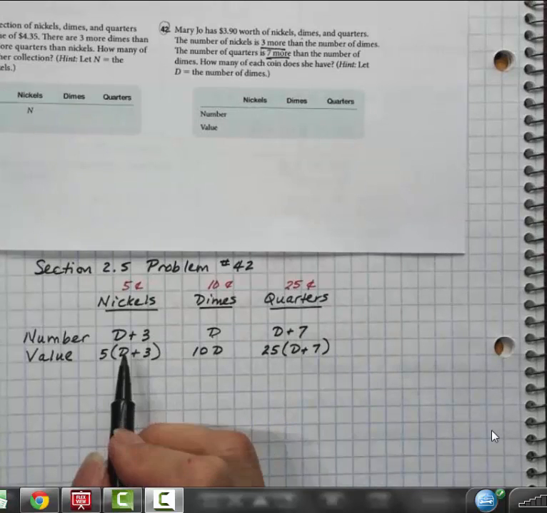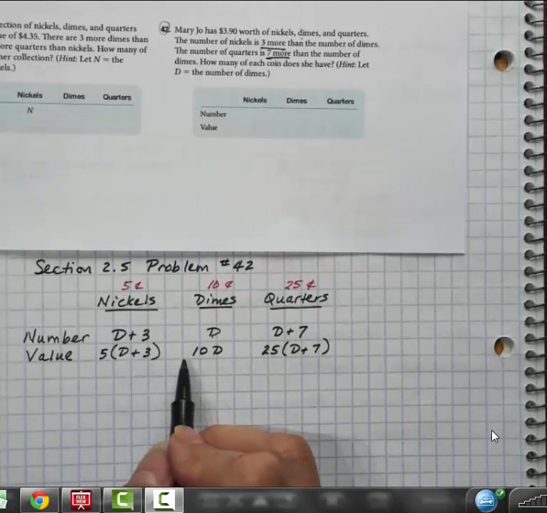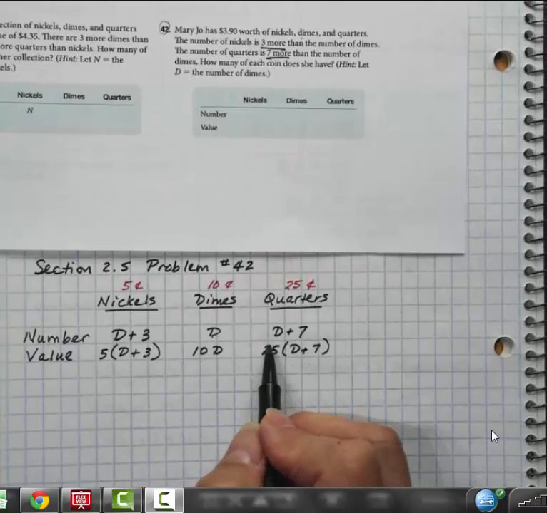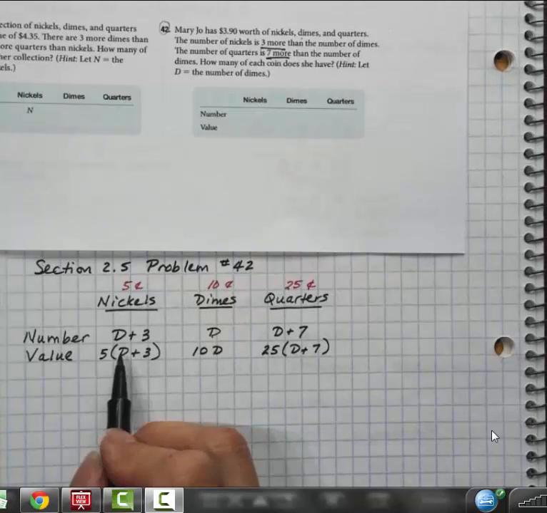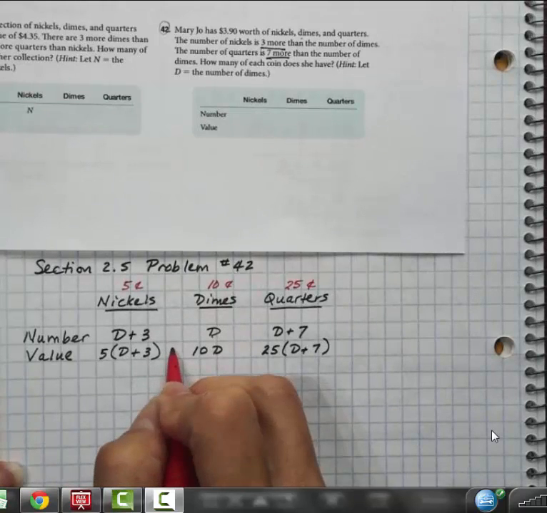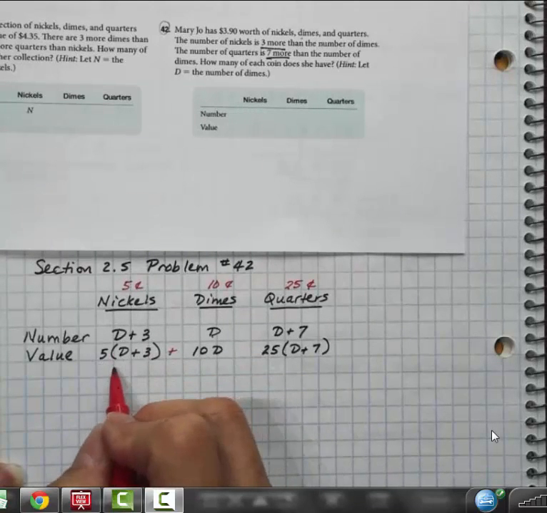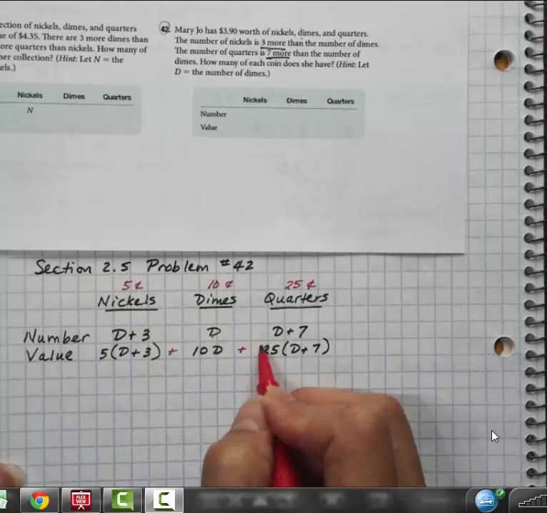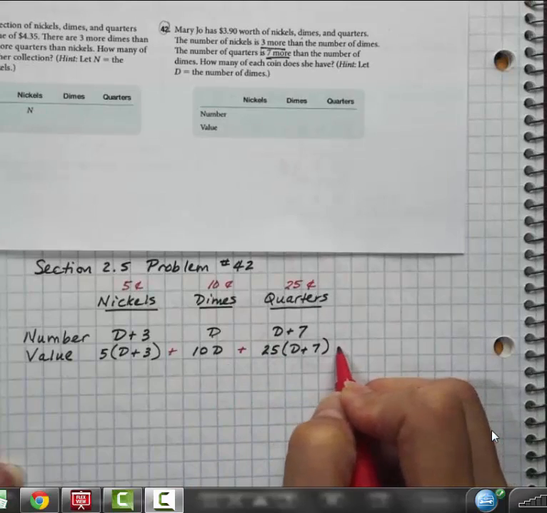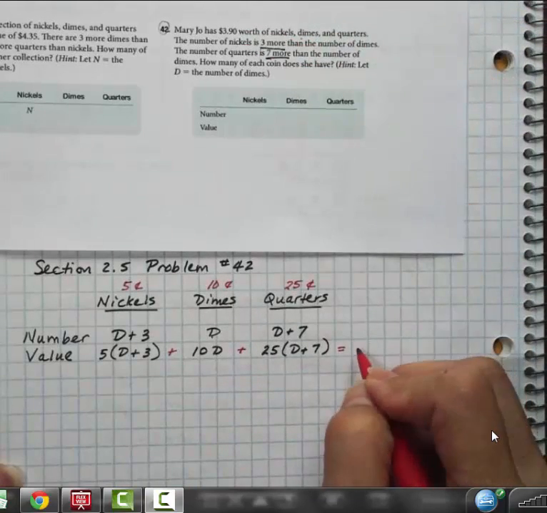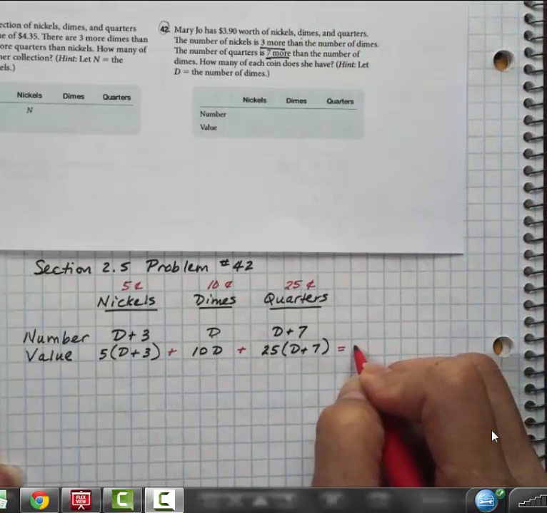So this tells me how much I have in nickels, how much in dimes, and how much in quarters. If I add up all these amounts, it's going to have to equal all the pocket change that Mary Jo has, which is $3.90.